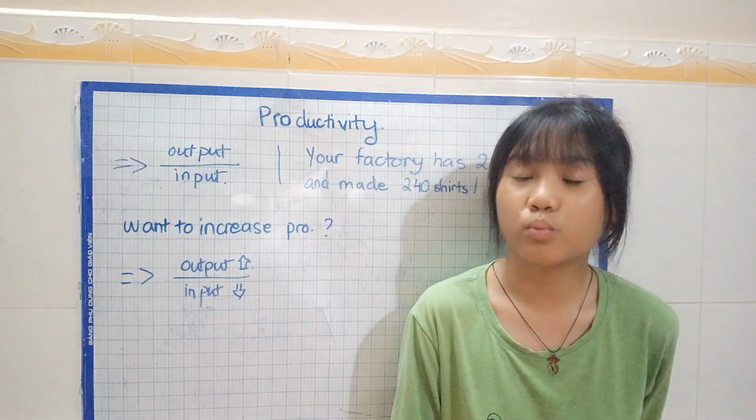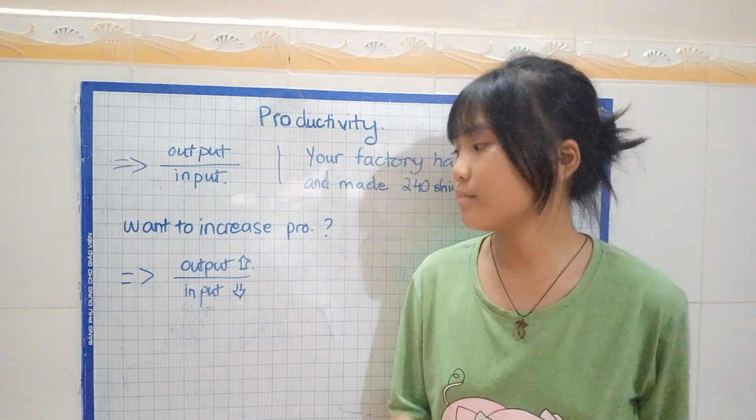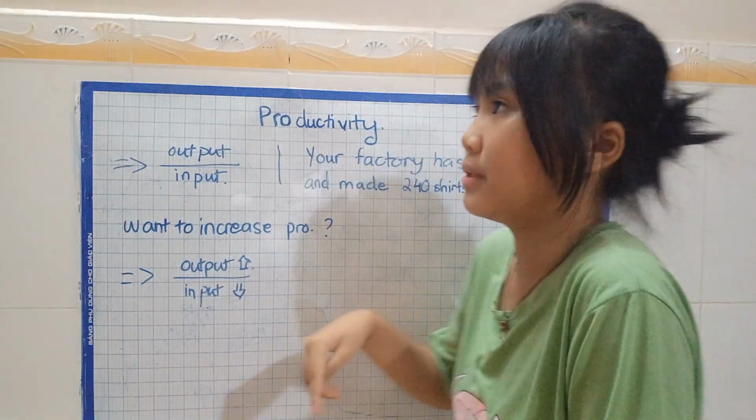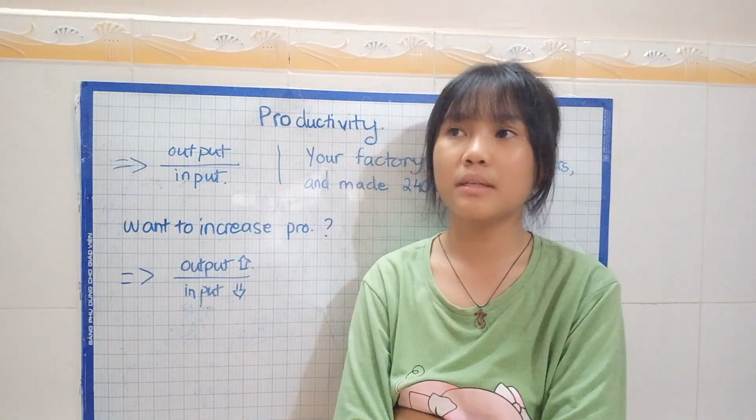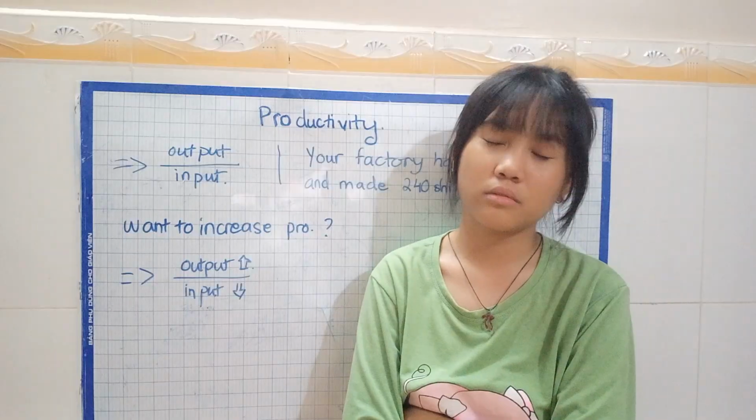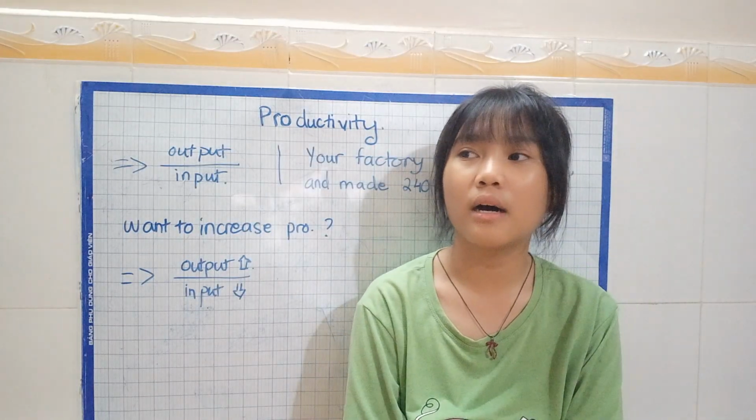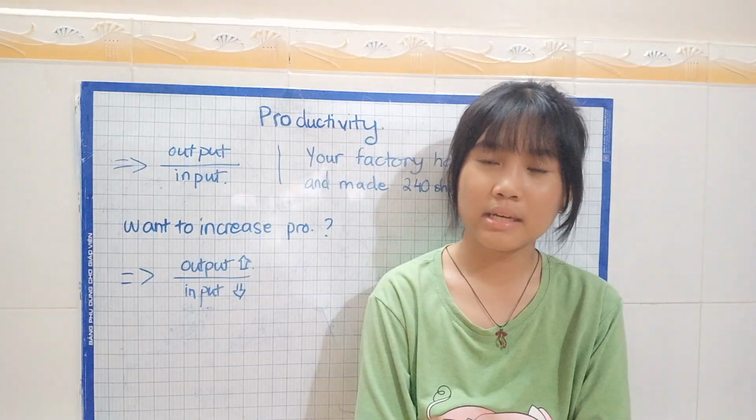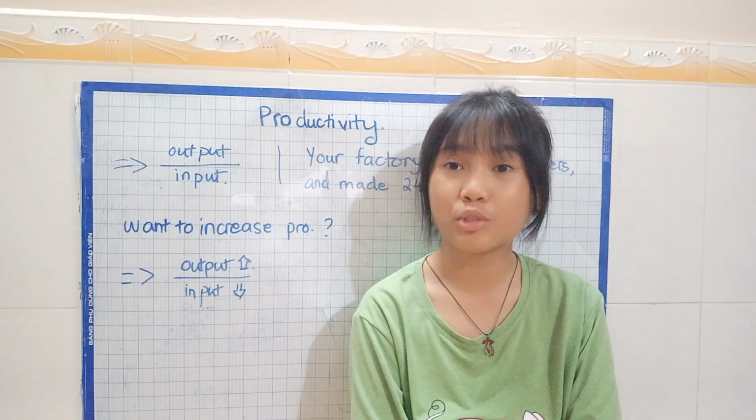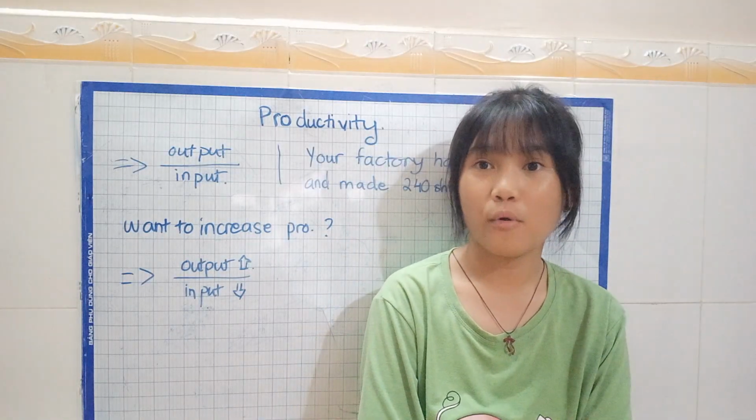And that is way more, right? Or we could decrease the input. Maybe the company still makes 200 shirts, but there are only 10 workers. So every worker makes 20 shirts every day. So that's a lot more, right?